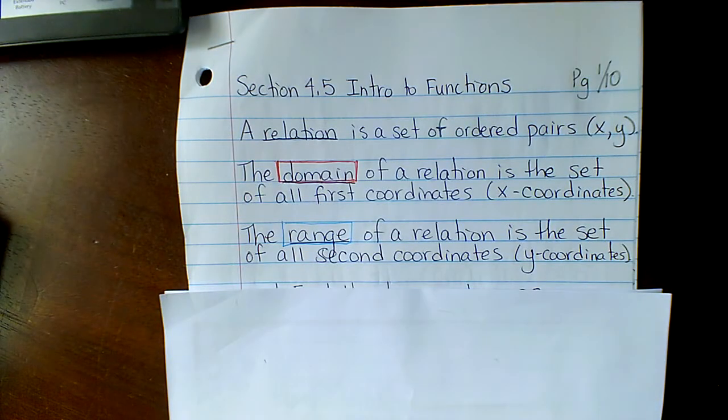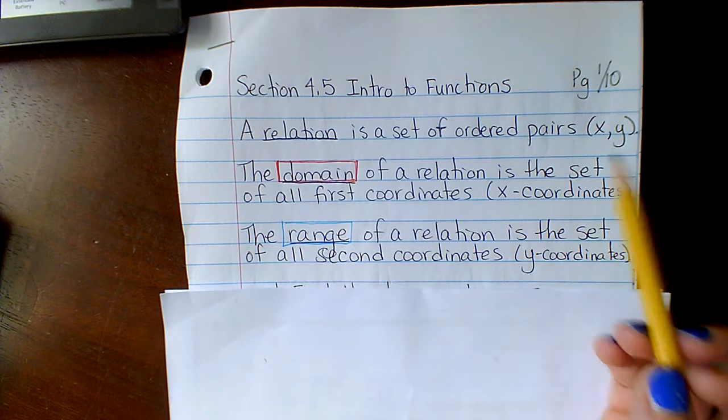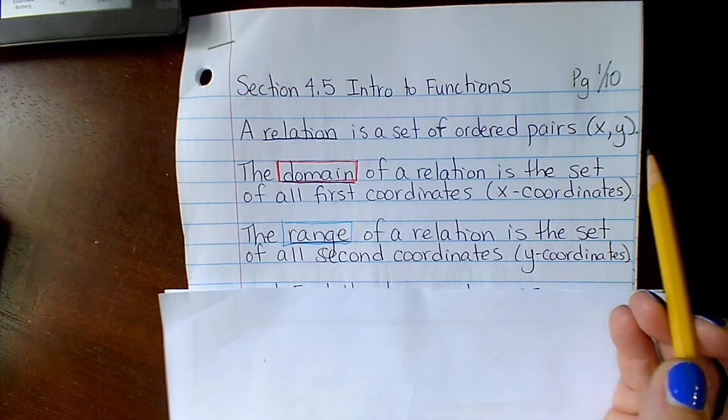This is section 4.5, and this is the introduction to functions. Before we can define what a function is, we first have to get a few more definitions out of the way. First is a relation. A relation is just a set of ordered pairs, (x, y) points. That's what we also call them.